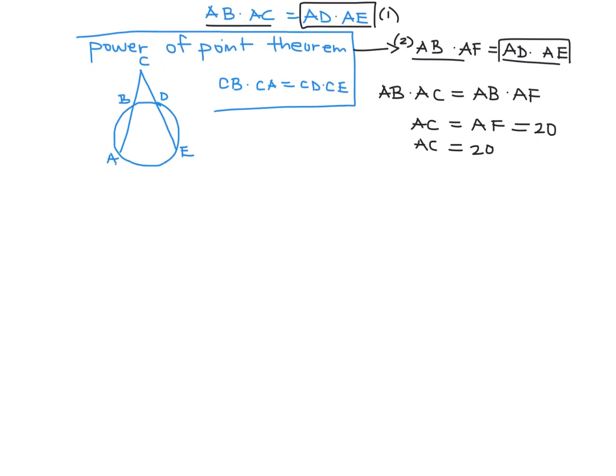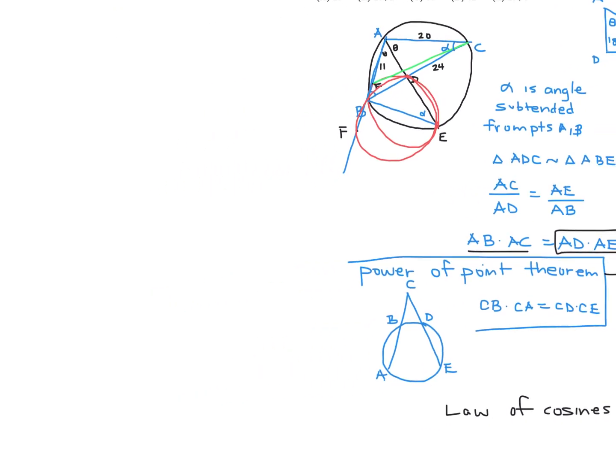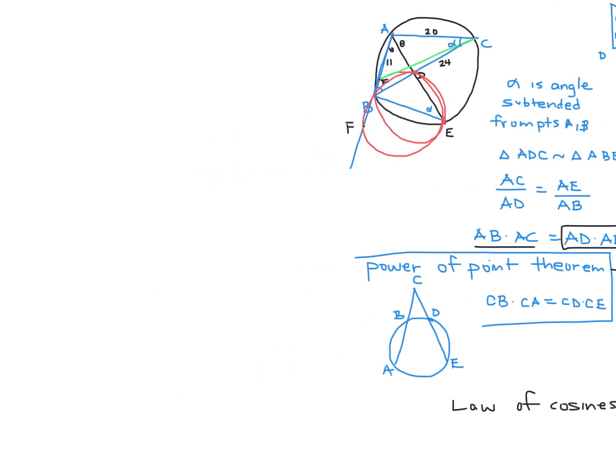Okay, so now what you do is you use the law of cosines on triangle CAB. So CAB, that triangle, use the law of cosines. So the law of cosines on CAB would give me BC squared is equal to AB squared plus AC squared minus 2 AB AC times the cos of 2 theta, that angle. Right?